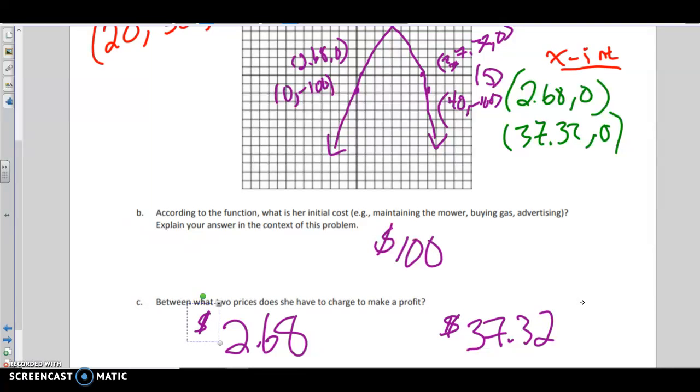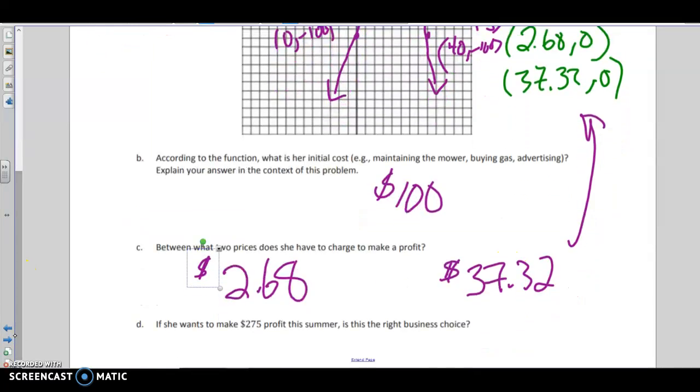It's between those two prices, because if it was exactly those two prices, our x-intercepts tell us that she's going to make zero profit. So anything higher than 2.68, anything less than 37.32, will make her a profit.